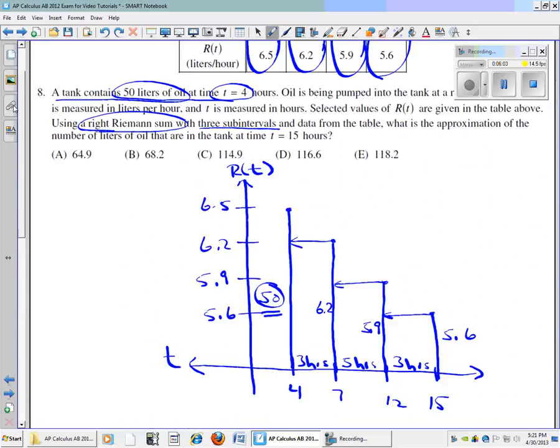114.9. And that's the number of liters of oil that are in the tank at 15 hours. I hope that helps. The answer is letter C.